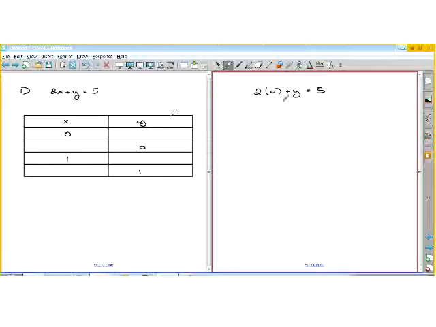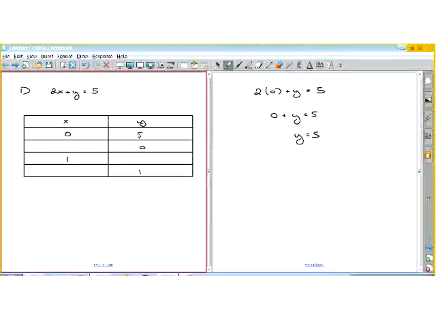x equals 0. So what is the y value? All you have to do is just simplify. So we multiply that out. You get 2 times 0 is 0. And really we can just drop the 0 at that point, and you get y equals 5. So we can fill in this. This is the corresponding y value with this relationship.